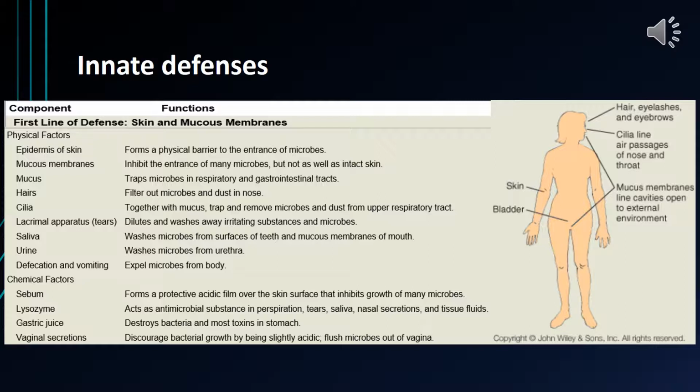Then there's the gastric juice, and we've talked about this earlier. This destroys bacteria and most toxins in the stomach. And then finally we have vaginal secretions, which can act as innate defenses. And that's because they discourage bacterial growth by being slightly acidic. And this helps to flush out microbes from the vagina. And obviously these are only produced in females.